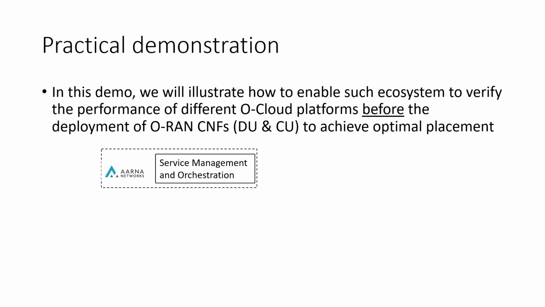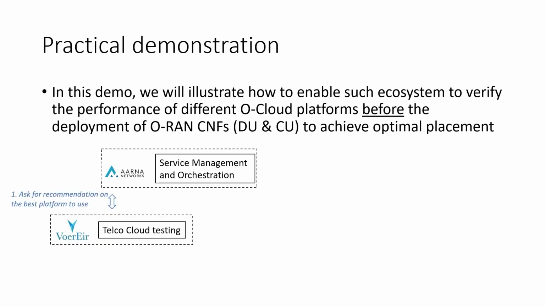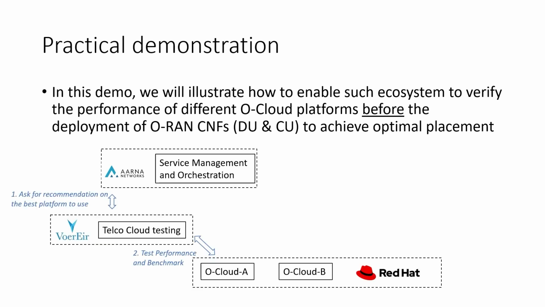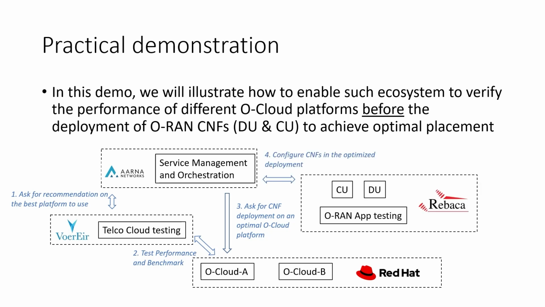In this demo, we will verify the performance of different OCloud platforms before the deployment of CU and DU to achieve optimal placement. This enables the development of the mentioned ecosystem. First, the Telco Cloud Testing Tool from Vohia will benchmark both OClouds, and then the ANA SMO will deploy the CU and DU on the optimal cloud for each, including the Rabaka testing functions. Finally, both will be tested in optimized environment by Rabaka's test system. Let's see that in detail.